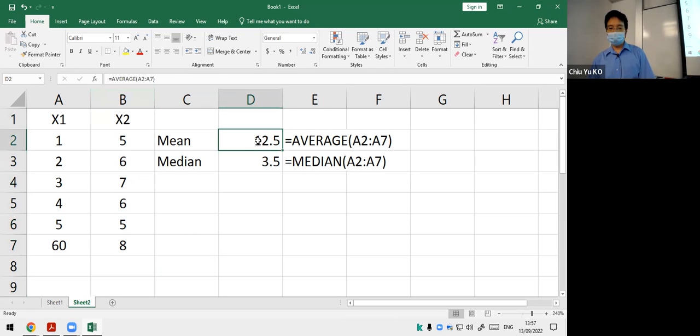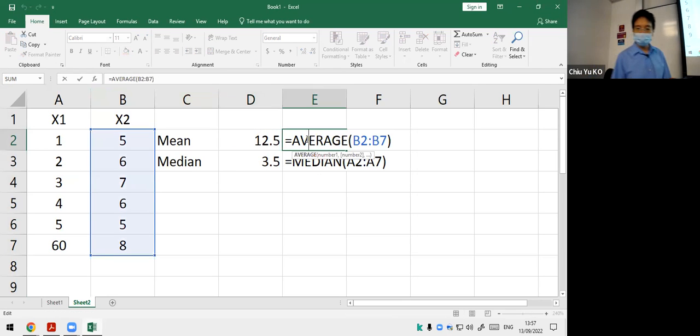Because we already calculated mean and median for the first column, right? Can we come up with a smarter way instead of typing average again? The answer is what we call copy and paste. If you try to copy this and paste it here, okay, automatically you can see very nicely all the formulas shift accordingly.